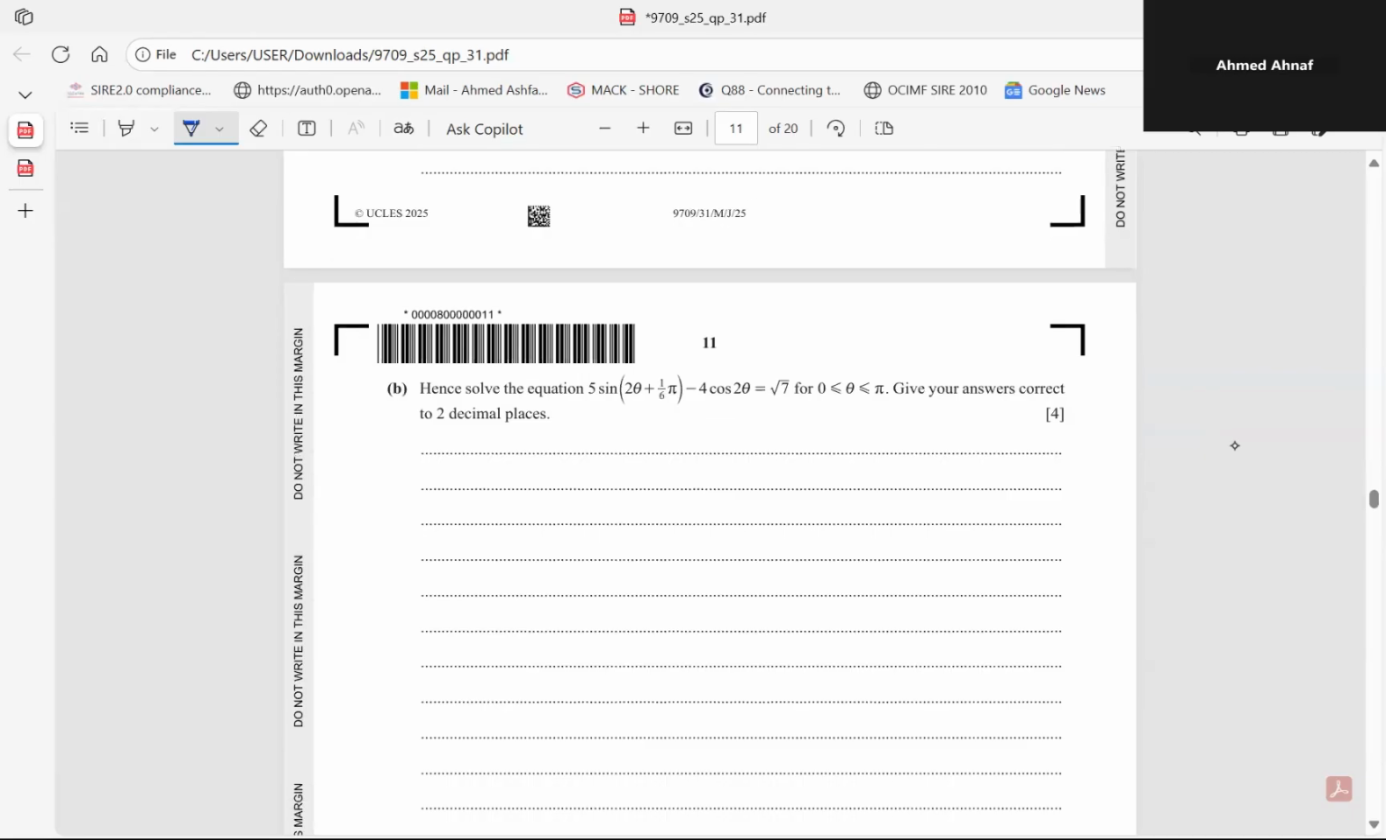Okay, and now hence we have to solve this whole equation for this domain. And our answers are supposed to be given to 2 decimal places.